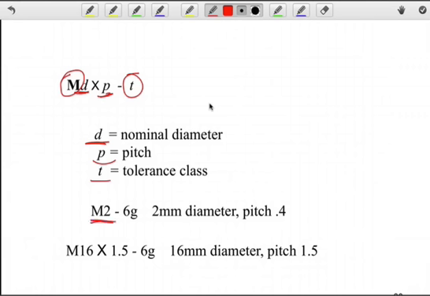So here we see an M2. By definition, an M2 has only one possible pitch, and that's 0.4, versus an M16, 16 millimeters in terms of nominal, and then 1.5 for the pitch. And then we have our tolerance class of 6G. Again, if you see a UNC or metric designation for thread, you definitely want to be aware of that and the implications that it's going to have in your processing.